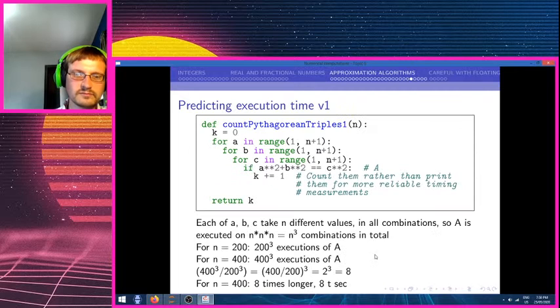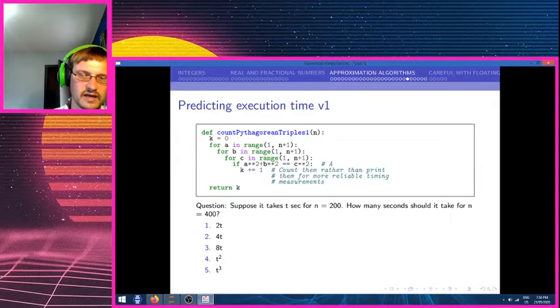Each of A, B, and C take different n values in all combinations, so A is executed n cubed times in reality. For n equals 200, 200 cubed executions of A occur. For n equals 400, 400 cubed executions of A occur. So, oh, pardon me, I got it wrong. Haha, it's actually this one, 8t. Good lord.